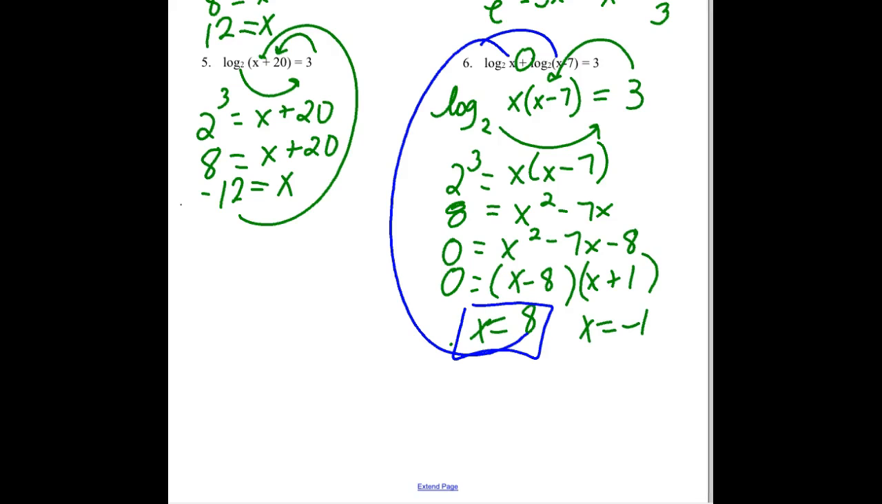Checking the negative 1. If we plug that back in, the very first term now says take log base 2 of negative 1. We can't do that. Okay, you can't take logs of 0 or negatives. So that would be considered an extraneous answer, and we would not include it in our final answer. Okay?